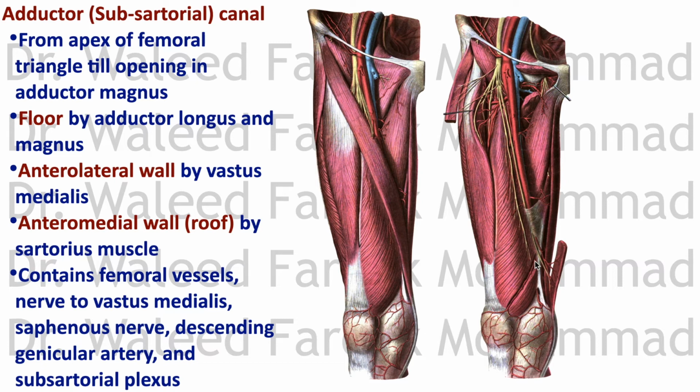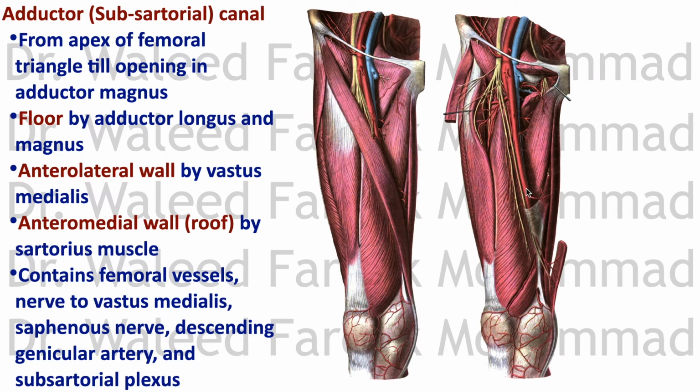It contains the femoral vessels, the nerve to vastus medialis, and as you can see here, the saphenous nerve medial to the nerve to vastus medialis, descending genicular artery or vessels from the femoral artery, and the subsartorial plexus of nerves formed by the intermediate and medial cutaneous nerves of the thigh, together with branches of the obturator nerve. This is the subsartorial canal. This is the subsartorial plexus in the adductor canal.